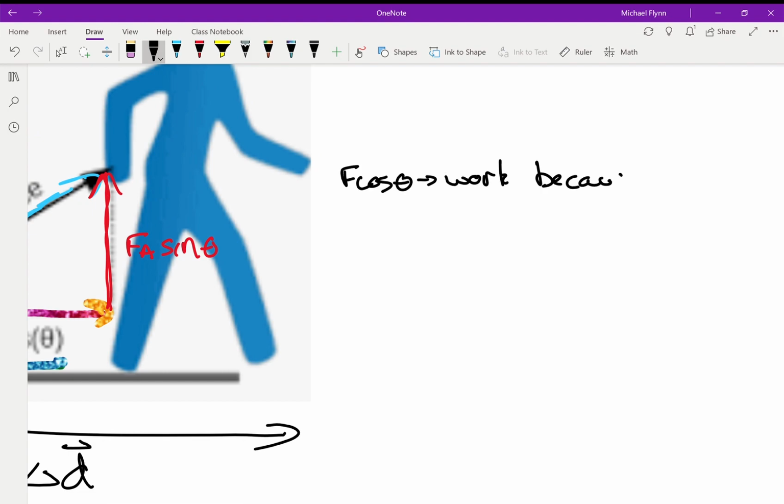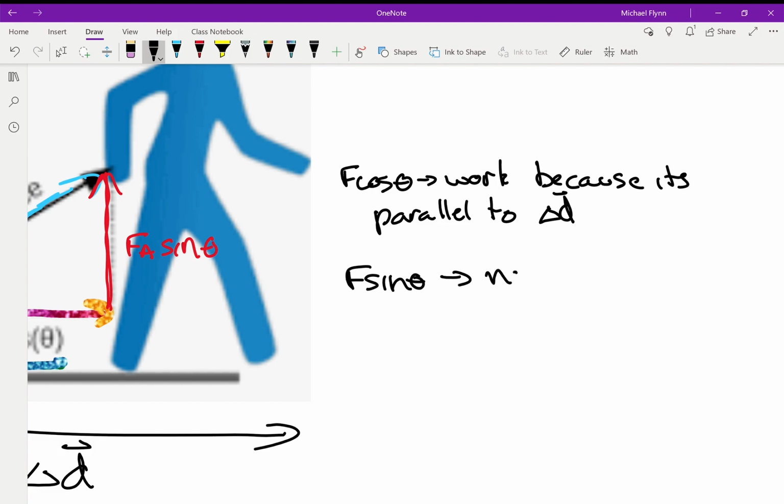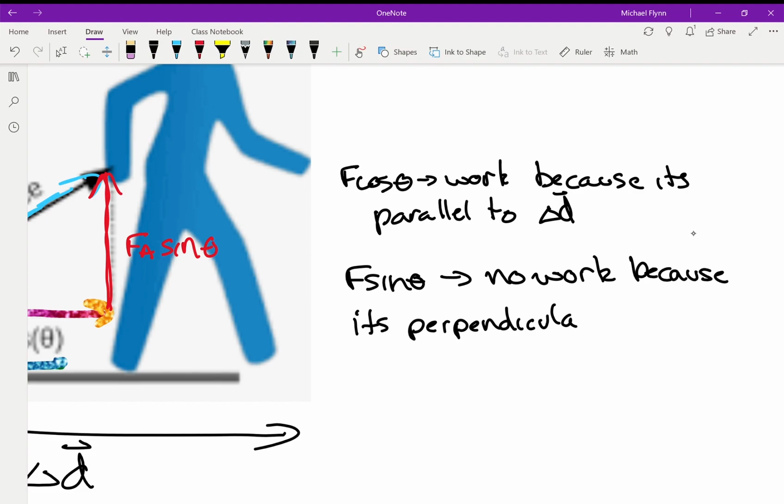because it's parallel to delta D. Okay? F sine theta does no work because it's perpendicular. Whoops, I'm having a hard time this morning. Okay, it's perpendicular to delta D.